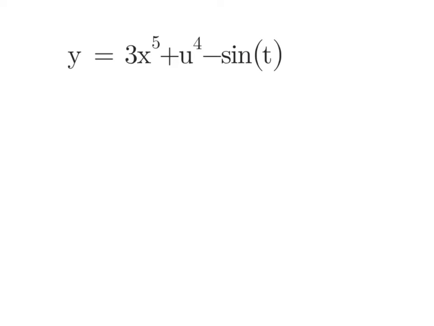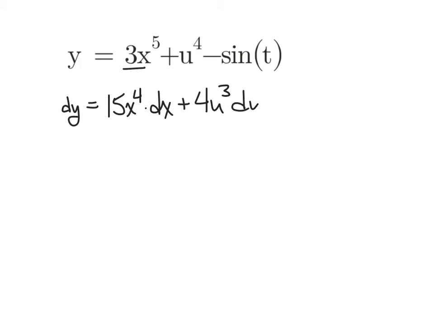Now this differential becomes more and more helpful for us the more complicated our functions get. Here we have y being described in terms of 3 different variables, which also might be functions of some other variable. And we can find the differential of y by going term by term. So we take the derivative of 3x to the 5th, which is 15x to the 4th, and attach that dx to it. For u to the 4th, the derivative is 4u to the 3rd, so the differential is 4u to the 3rd du. And for minus sine of t, the derivative would be minus cosine of t, so the differential is minus cosine of t dt.